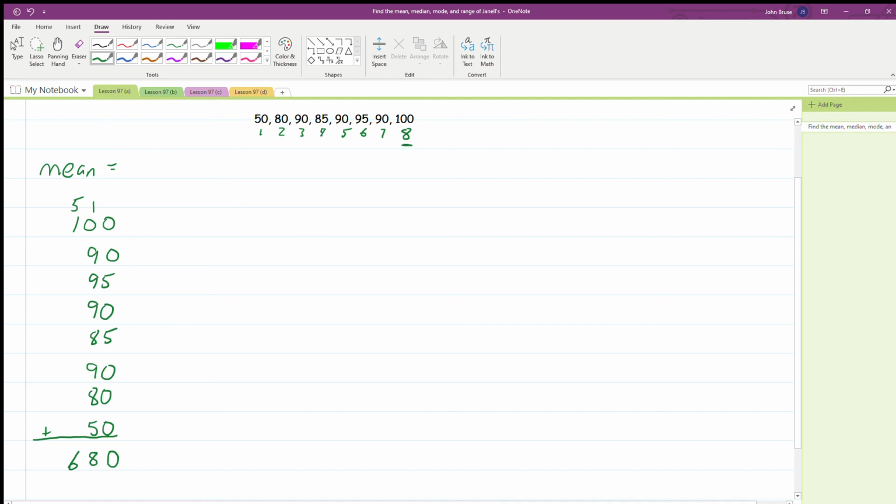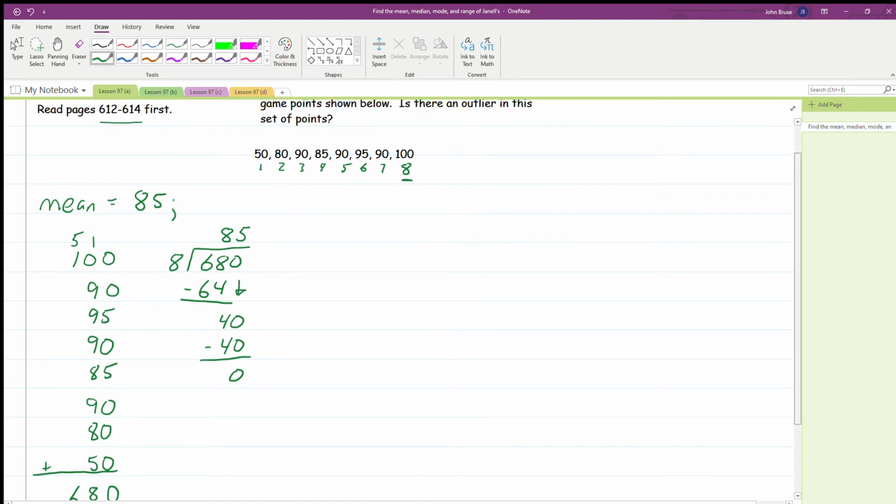All right. So now we need to divide by our total, which is 8. So we're going to go ahead and make ourselves a division problem. So we've got 680 divided by 8. 8 doesn't go into 6, but it will go into 68 8 times. 8 times 8 is 64. We subtract, we end up with 4. We bring down our 0. And we have 40. 8 goes into 40 5 times. 5 times 8 is 40. So our answer for mean would be 85. Okay, we'll put a little semicolon here for our next question.